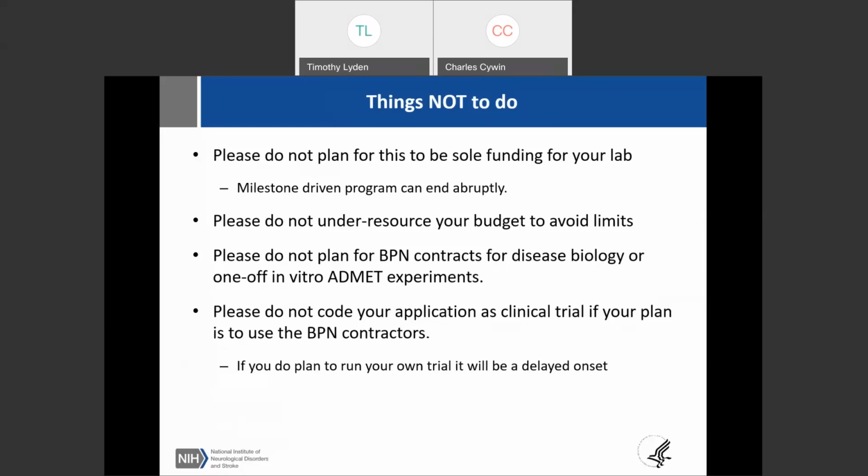That's what catches people a lot. It's important to know that if you're doing the clinical trial through our contractors, it's not a clinical trial application that you're applying. I actually have to deal with all that clinical trial paperwork that you would normally deal with in the application on my side. So you don't have to worry about it. If you are planning on doing the trial yourself through your own clinic, then yes, you need to do that, but to make sure it's a delayed onset.